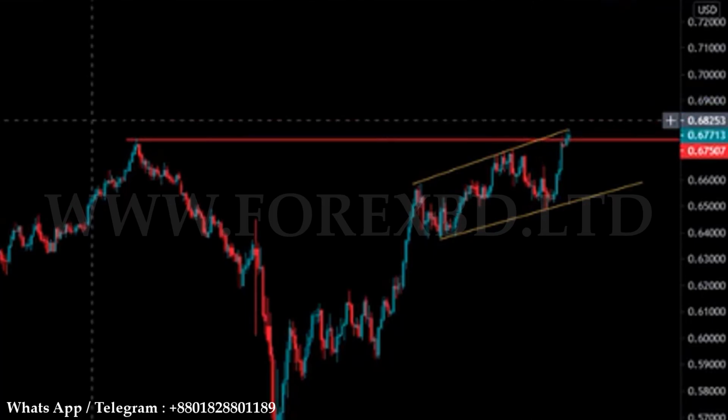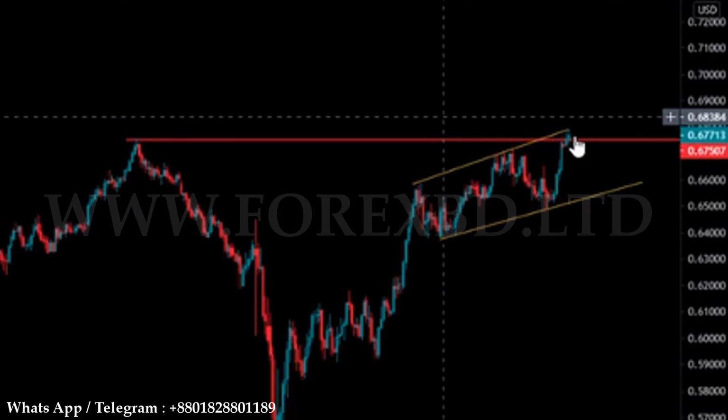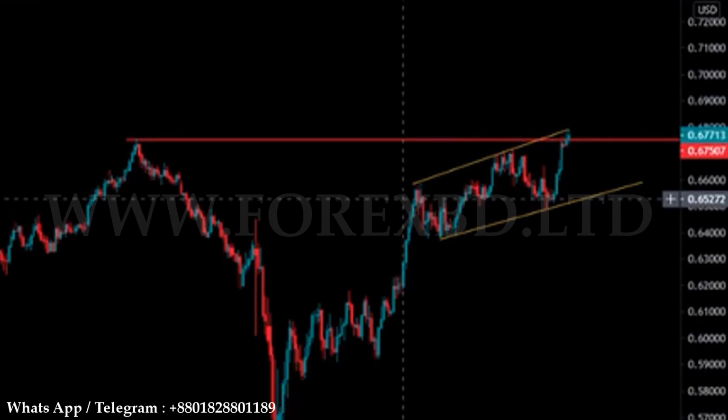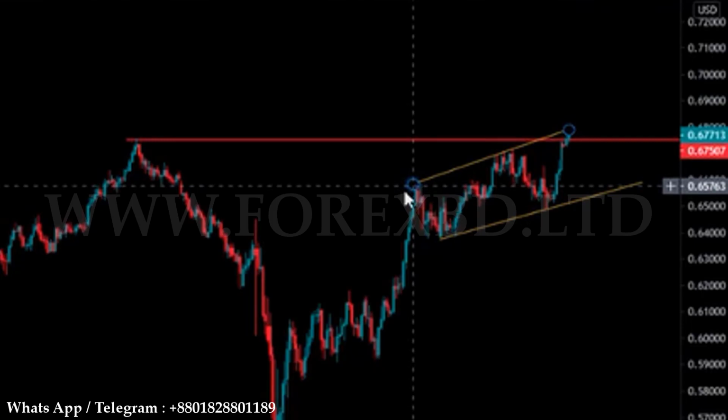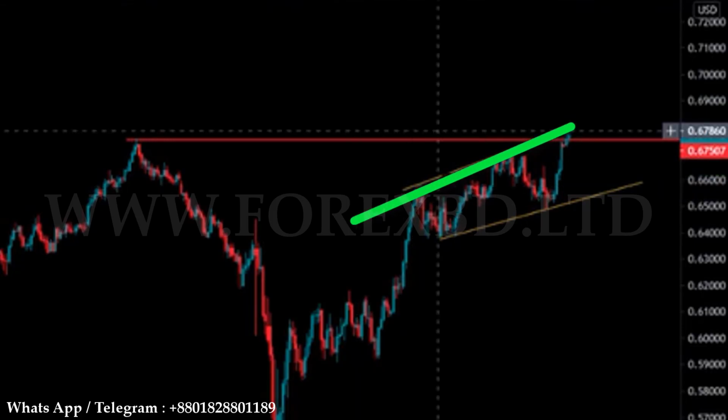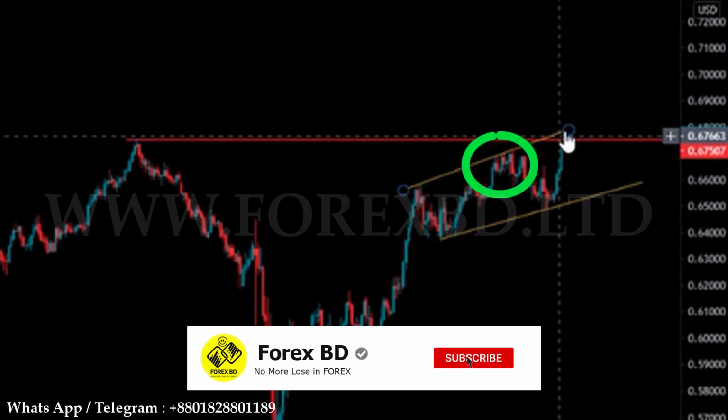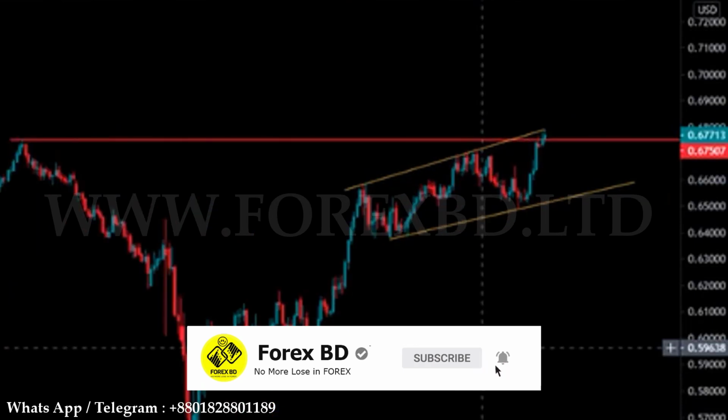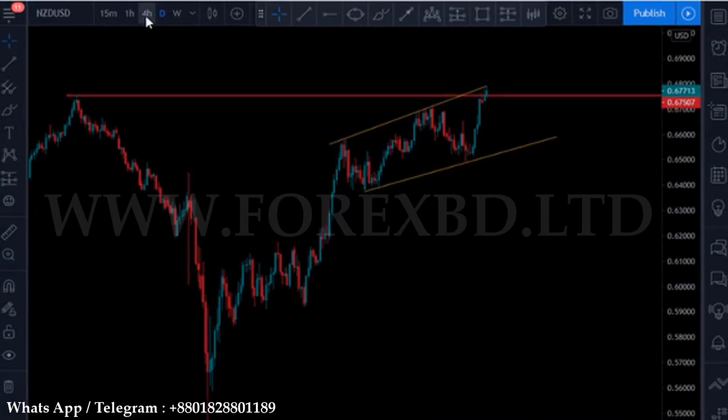First one is it's a double top area. Second confirmation is there is an extending reversal channel pattern, and the third confirmation we are getting is that we have drawn a trend line. Here the market touched once, then touched a second time. So hopefully the third time the market will touch the trend line, then go down.